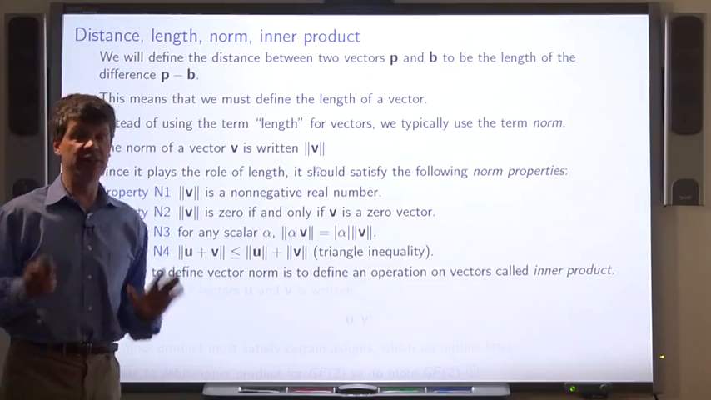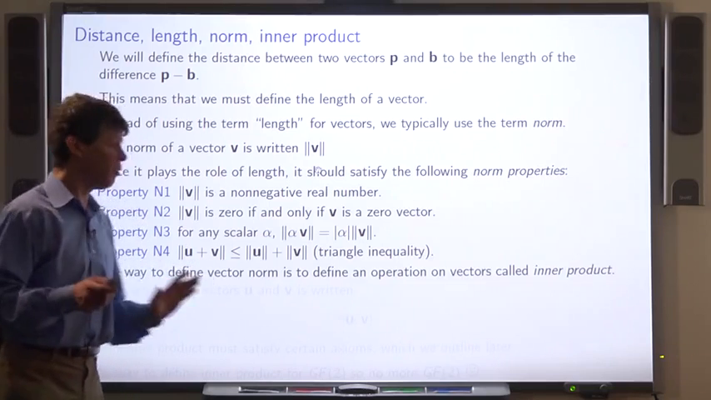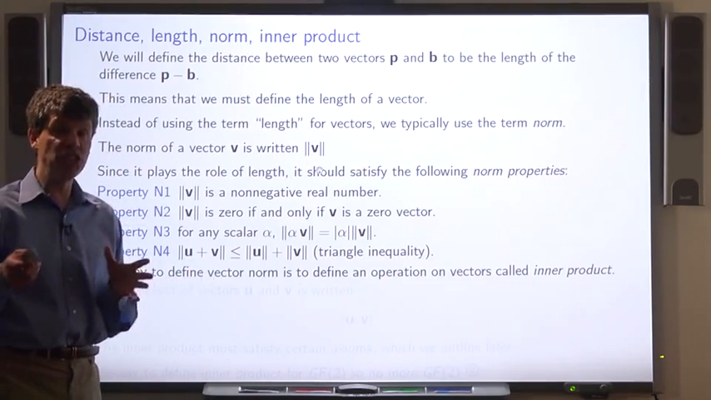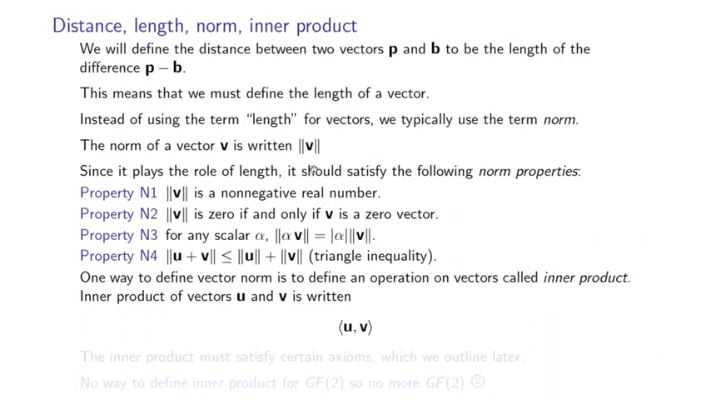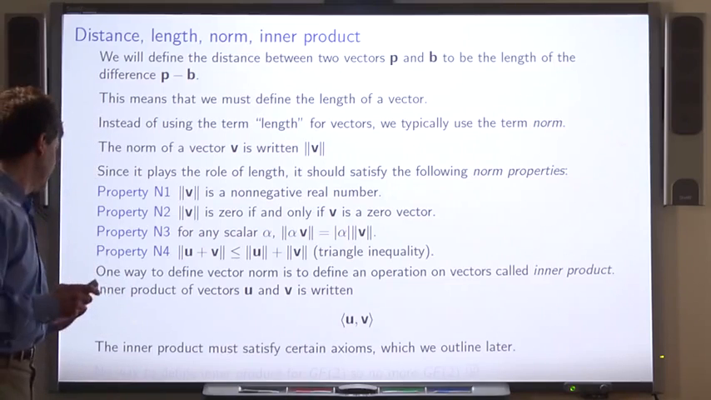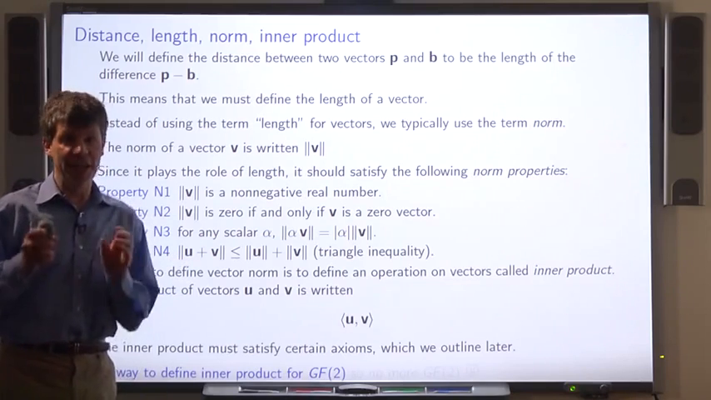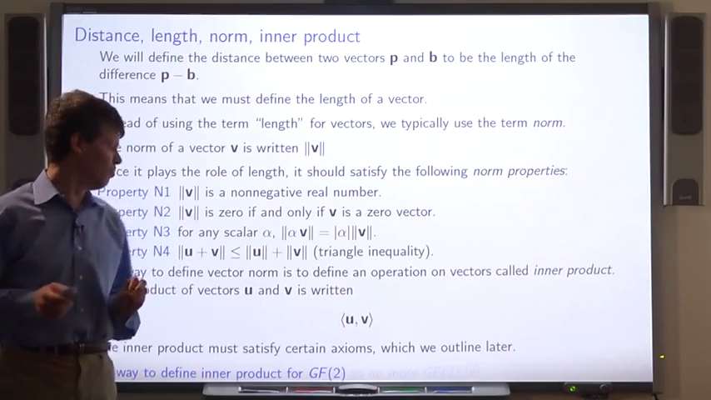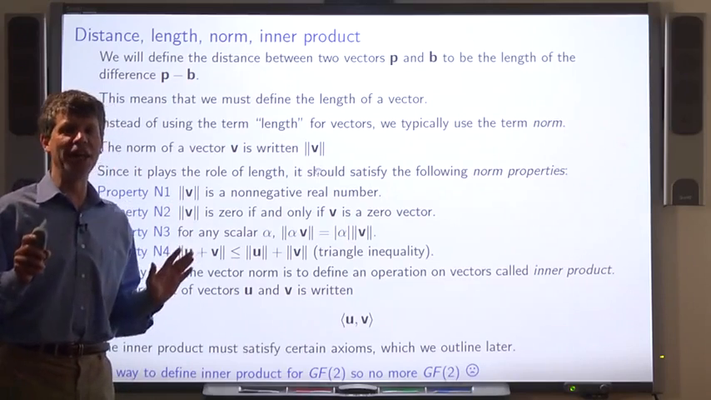Well, one way to define a norm for vectors is to first define an operation on vectors called inner product, which is written this way: the inner product of u with v. Now, inner product itself has to satisfy certain axioms, and we're going to get to those soon. One thing to note, though, is there's no way to define an inner product for the field GF2. So we're going to have to say goodbye to GF2.